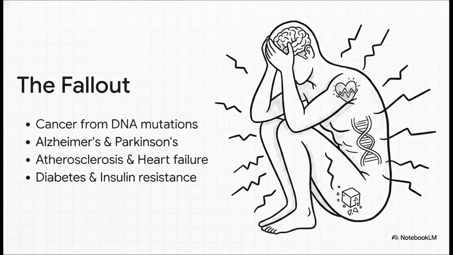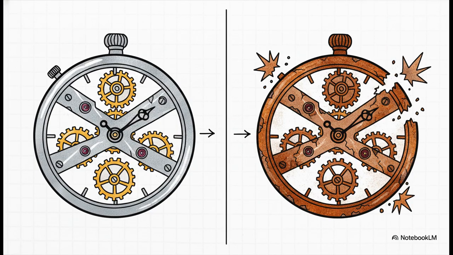And with diabetes, high glucose levels actually increase ROS production, which just creates a vicious cycle that worsens insulin resistance and damages kidneys and nerves. And frankly, this leads us directly to the concept of aging itself.